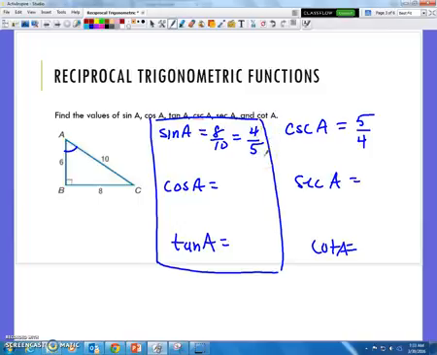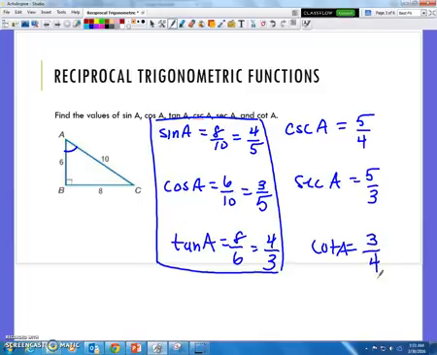I know the cosine of A would be the adjacent side divided by the hypotenuse, 6 over 10, which is 3 over 5 in reduced form. So I know immediately that the secant would be 5 over 3. The tangent of A would be opposite 8 over adjacent 6. 8 over 6, in this case 4 over 3. So I immediately know that the cotangent of A would be 3 over 4.